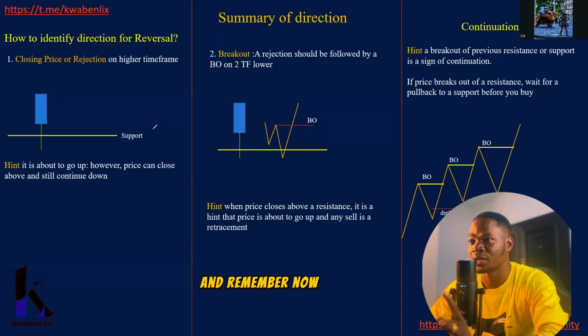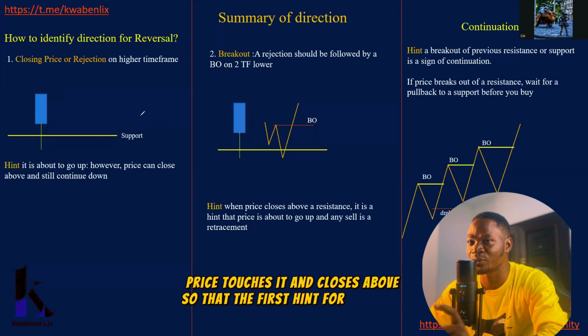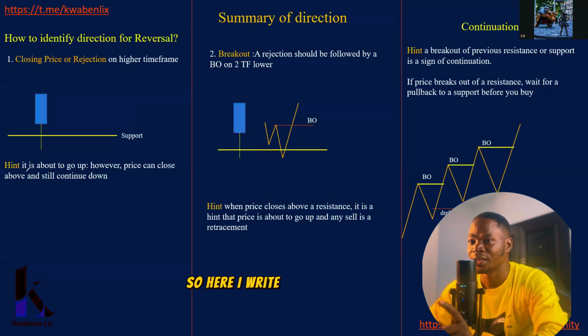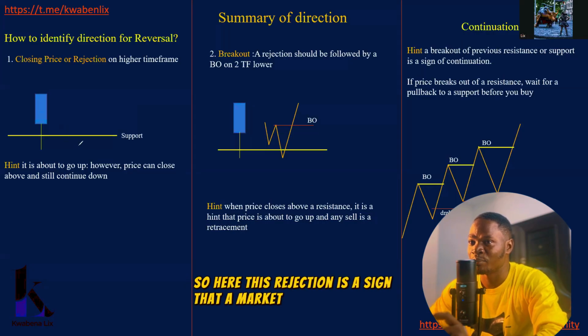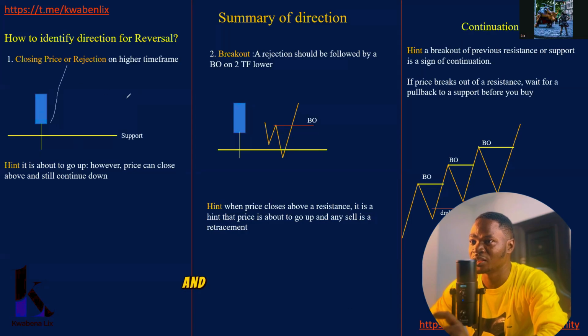And remember, in our lesson on rejection, I said that rejection is when price touches the support or resistance, or the SNR level, and tries to close above. So here you have a support, price touches it and closes above. So that's the first hint for direction. Here I write hint: it is about to go up. This rejection is a sign that the market is about to go up, and this is just about 30% of the sign. That's not the main confirmation.